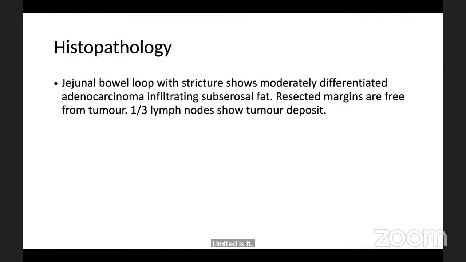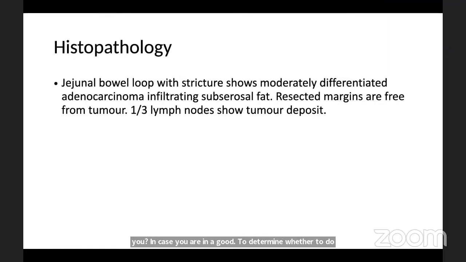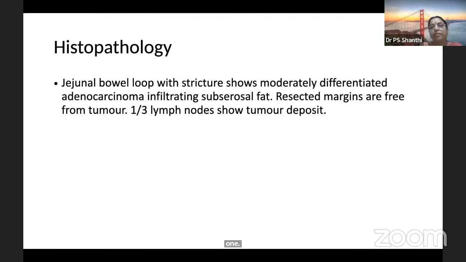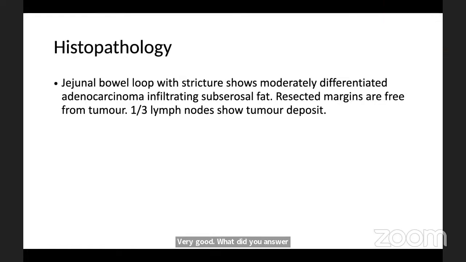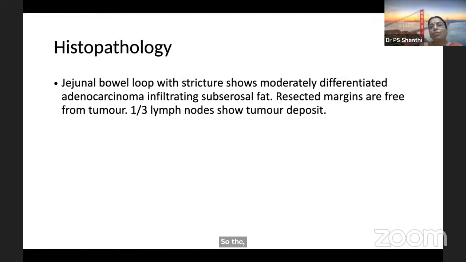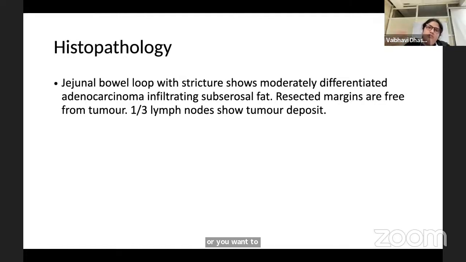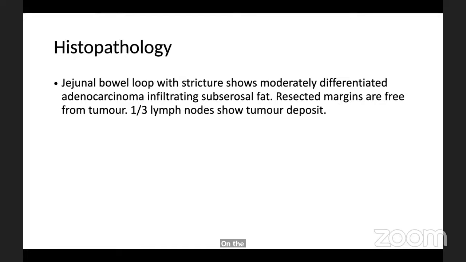What are the options in front of you, in case you are in a good medical institute, to determine whether to do a proper resection? Fresh frozen margins can be taken. Very good. What did you answer? So the frozen section of the resected margin can be taken. Margin you want to see, or you want to see nodes? On excision of the stricture itself, the stricture can be first examined, and then after that you can... Exactly. Why do you want to wait? Yes, sir. Just resect and wait for.